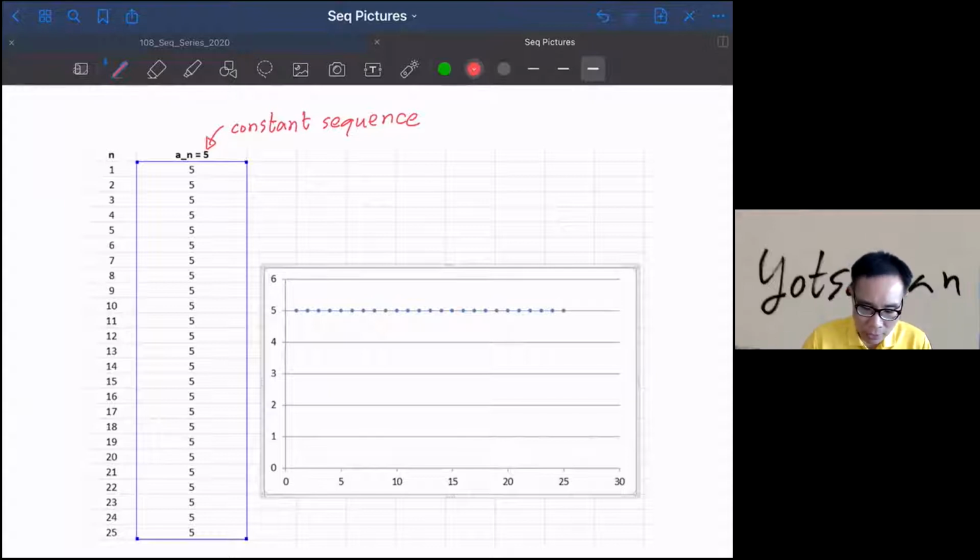It's going to give you the graph. You see that the graph turned out to be points on the constant line y equal to 5. So this is the graph between n and a_n, and you see that the graph is not going to be continuous. It's just points on a constant line.